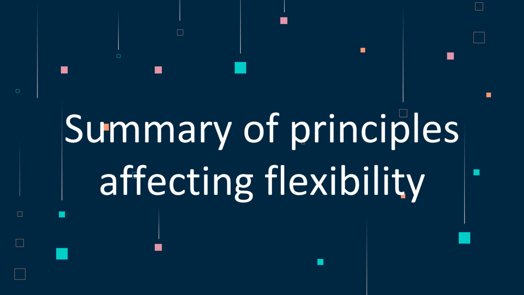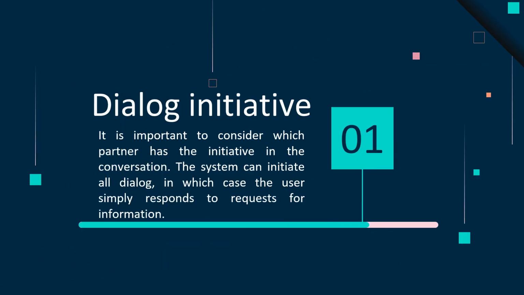Summary of principles affecting flexibility. Dialogue initiative. It is important to consider which partner has the initiative in the conversation. The system can initiate all dialogue, in which case the user simply responds to requests for information. When the system controls the dialogue flow, the dialogue is said to be system preemptive. Conversely, when the flow is controlled by the user, the dialogue is said to be user preemptive.